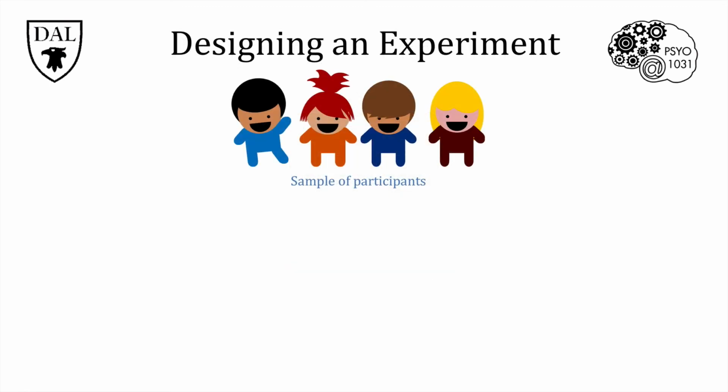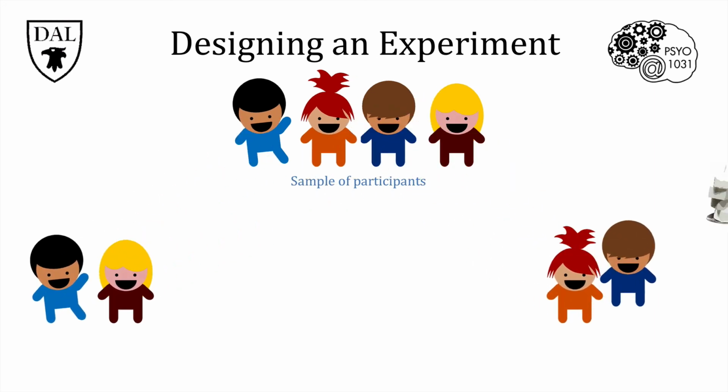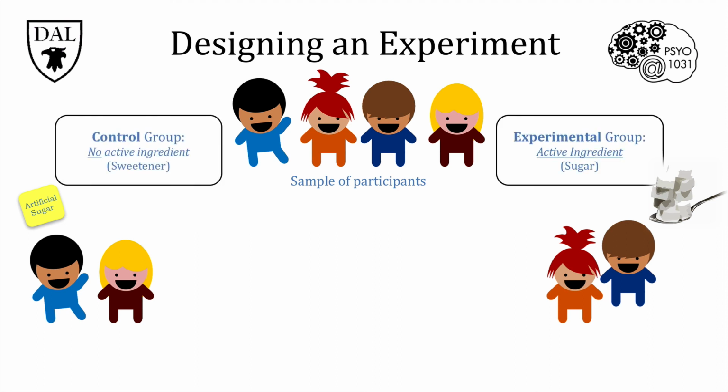In this case, we're using children. In order to ensure that the groups are comparable before we start our experimental manipulation, it's best to randomly assign our participants to groups. The first group will receive sugar, whereas the other group will receive a sweet substance without sugar. In this case, we'll use artificial sugar. The group that received the active ingredient, sugar, we'll call the experimental group, while the group that didn't receive the active ingredient is known as the control group.